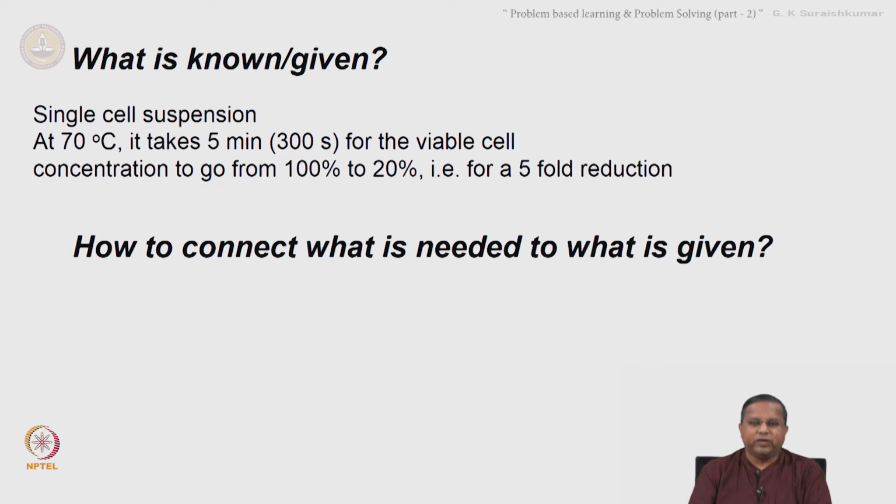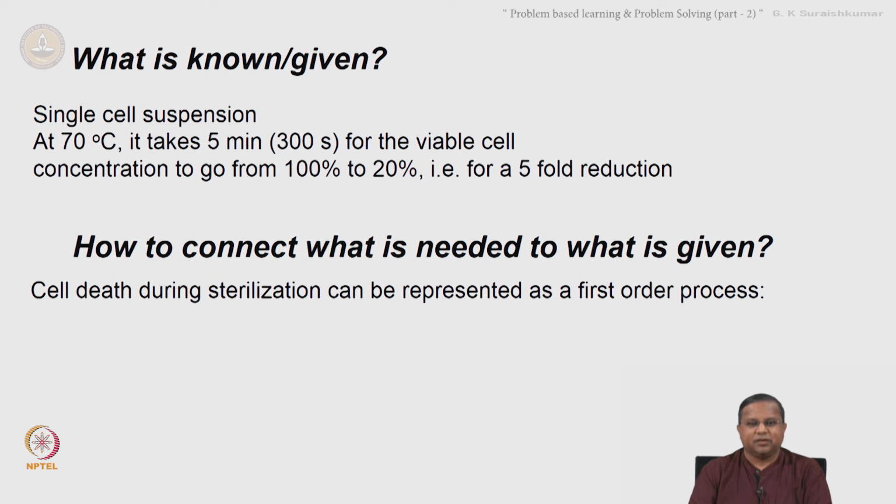Now, how do we connect what is needed, which is the decimal reduction time, to what is given, such as the thermal response characteristics? Essentially, those are the thermal response characteristics. Okay. So, let us see how to go about this. How do we connect? The cell death during sterilization can be represented as a first order process. This would have been covered in the course already. This is an application problem, a practice problem. That sterilization can be represented as a first order process is already known to the student.